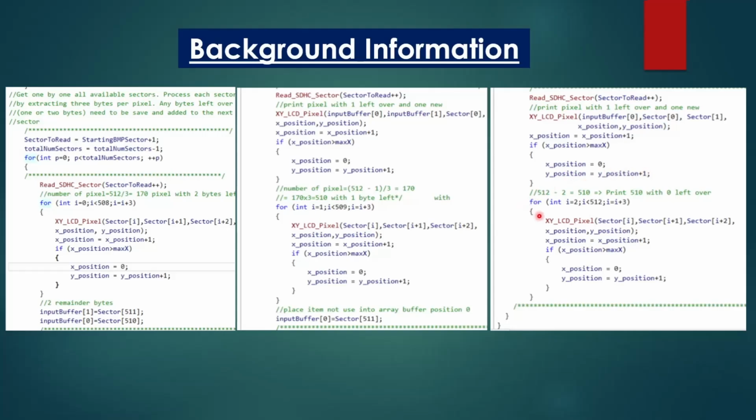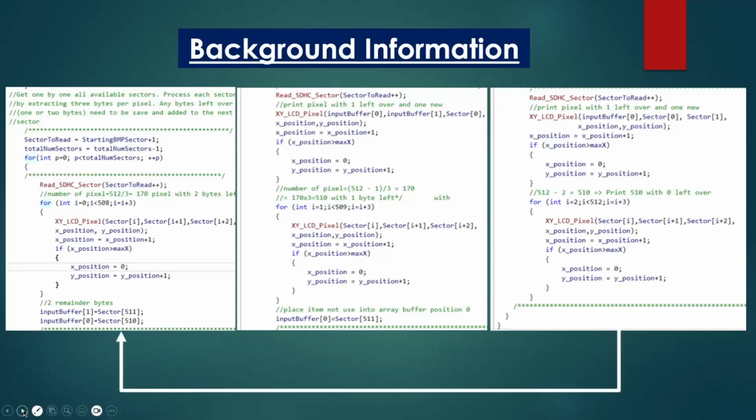Now I'm going to loop with what's left over. I start from I equal to 2 because I already used 0 and 1, and go to 512. When I do this loop, I'm going to use everything, so there are no leftovers. After doing this, I go back here and loop until I've done that for all the sectors that I need to. Once I'm completed there, that should render the whole picture on the LCD. So let's continue with our presentation.